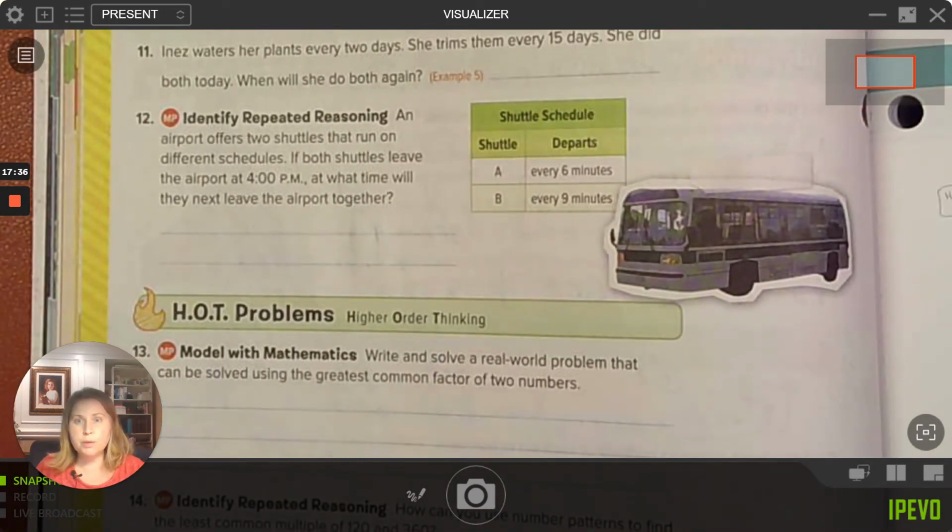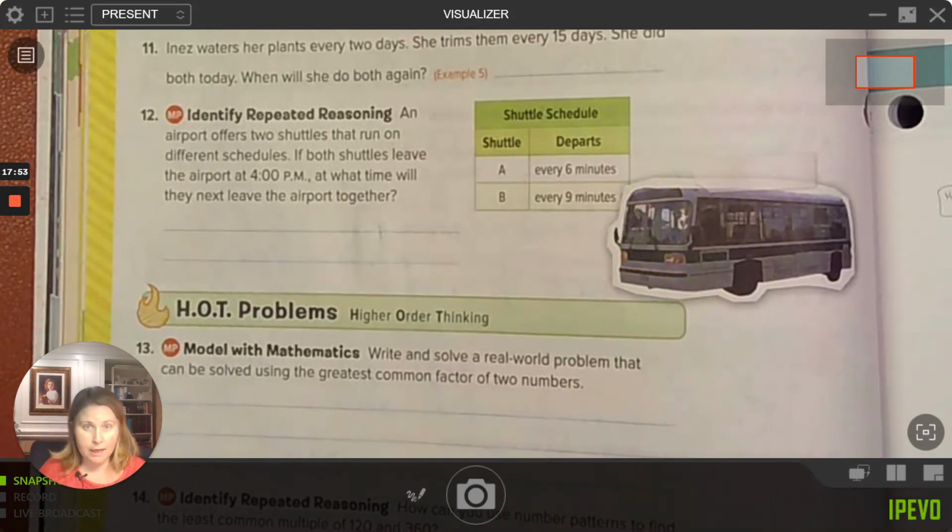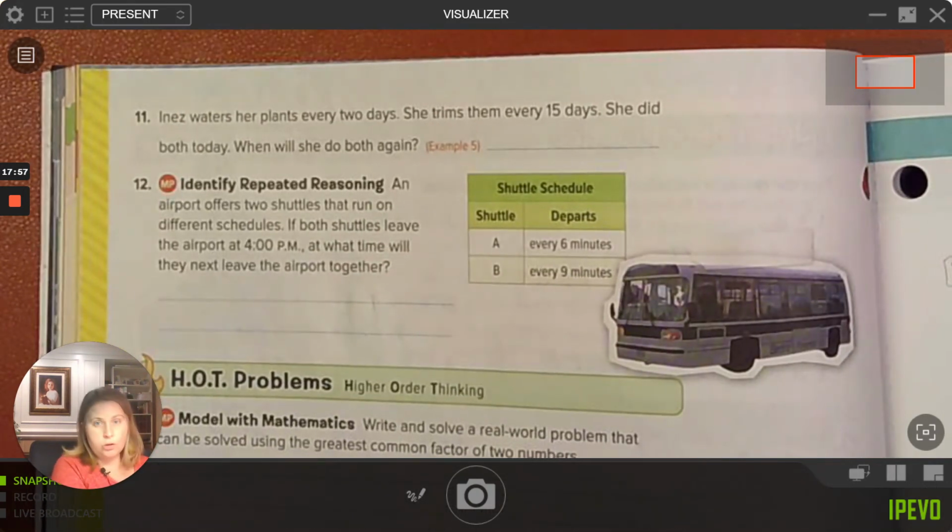Inez waters her plants every 2 days. She trims them every 15 days. She did both today. When will she do both again? So we're looking for the least common multiple. So how many days from today will she be doing both again, watering and trimming?